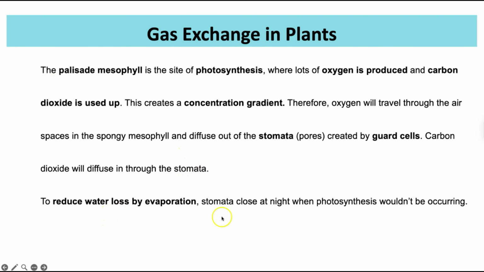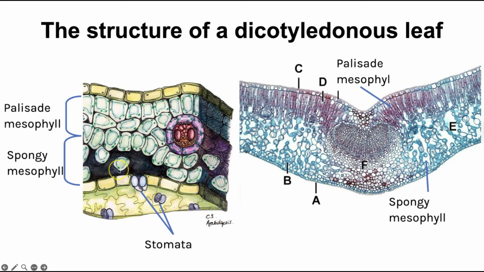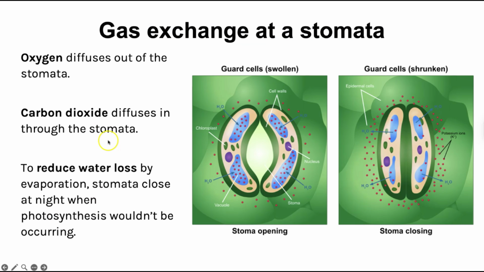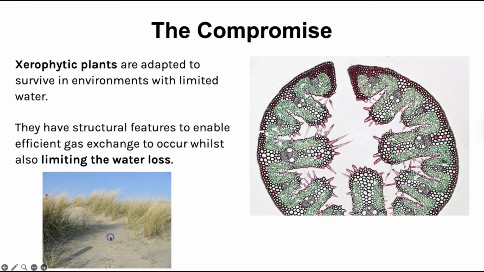To reduce water loss, the stomata will close when it is not light, so at night, because they won't be photosynthesizing, so they don't need carbon dioxide. The short diffusion distance is the fact that leaves are so thin, so it's a very short distance for the gases to diffuse from the outside in the atmosphere through the stomata to the palisade mesophyll. And the large surface area, leaves are very broad, so you're going to have lots of these cells and also lots of stomata, so there's a large surface area for that gas exchange as well. So the gas exchange at the stomata, oxygen diffuses out, carbon dioxide diffuses in, and we've just said to reduce the water loss, stomata close at night.